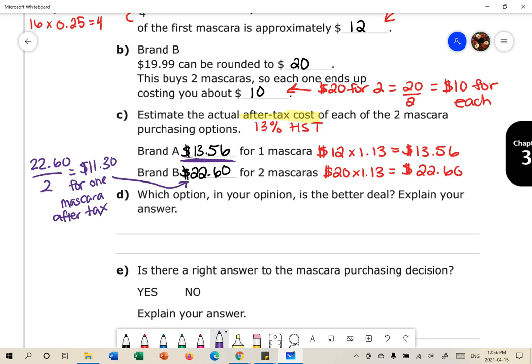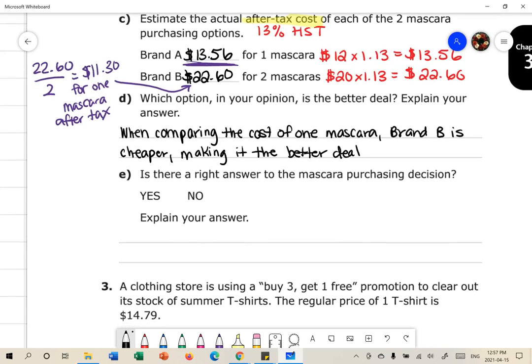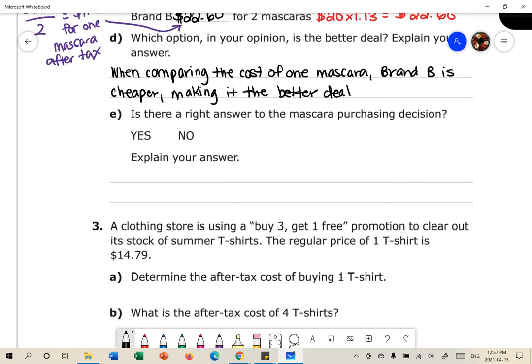Now I'm going to compare $13.56 for one mascara and $11.30 for one mascara. It is cheaper to buy the brand B mascara because for one mascara, it costs less than for one mascara for brand A. Is there a right answer to the mascara purchasing decision? No.